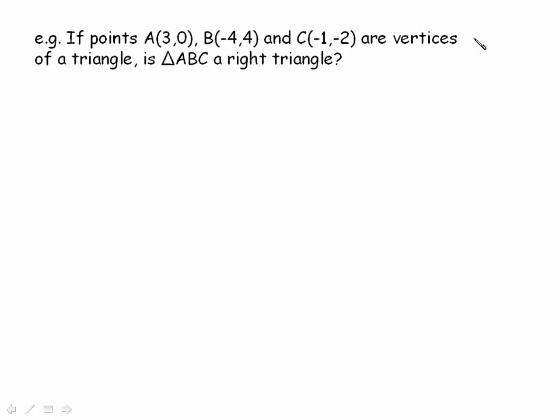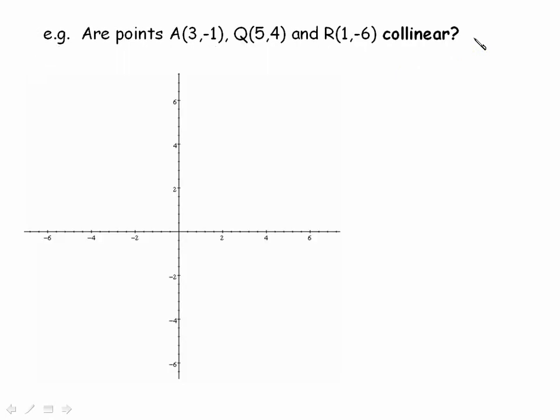is to, well, of course, you can sort of eyeball your way through. But, you know, if you did plot these ones, 3, negative 1, we're probably going to get our answer right away. Now, in fact, this scale isn't perfect for this, but 3, negative 1 is about right there. 5, 4 is about right there. And 1, negative 6 is about there. Now, it appears that they are on the same line.